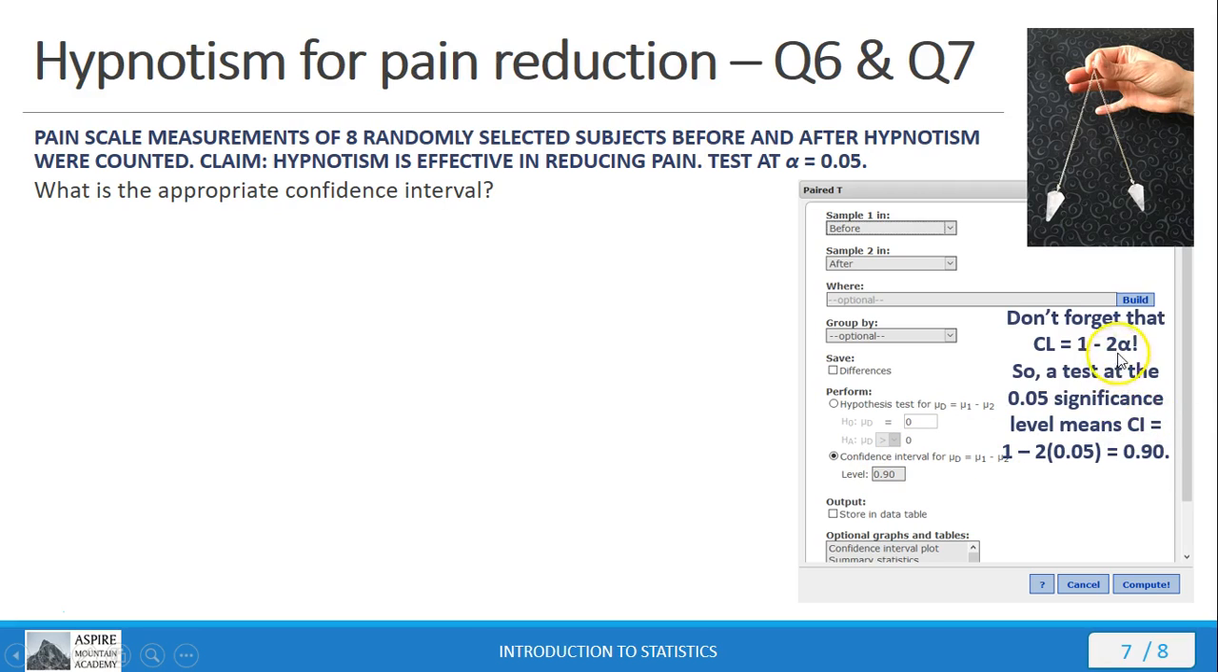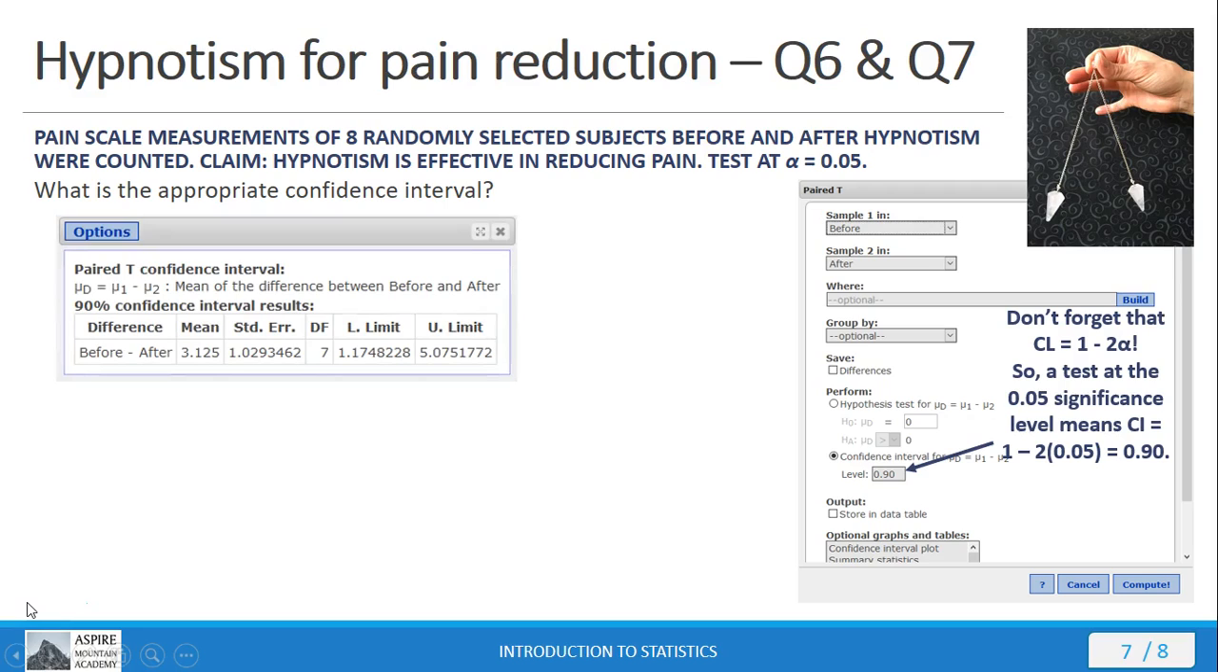Because of that, 2 alpha is going to be 2 times the 5%, which is 10%. 1 minus 10% is then 90%. So 90% is going to go here in our field for confidence level. Once we press compute, out comes our results and the lower and upper limits for a confidence interval right there at the end of the table. So this is what you should have for your confidence interval.